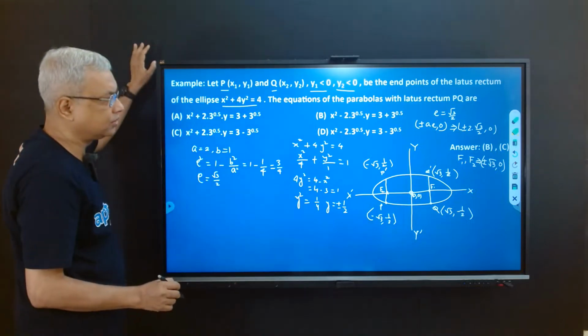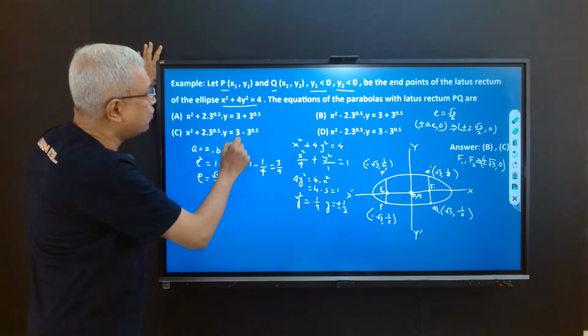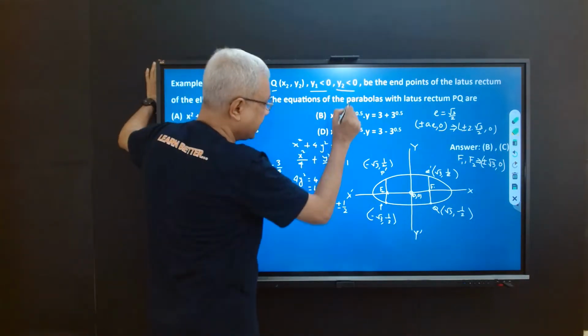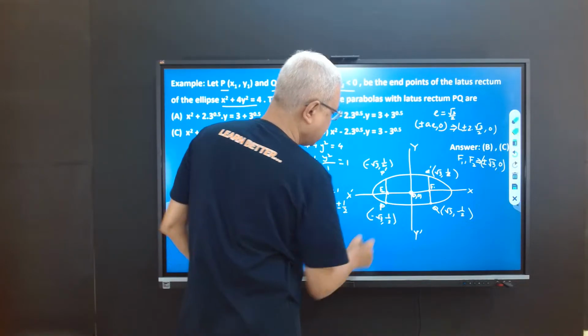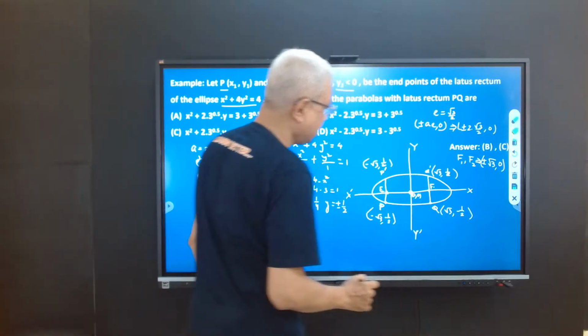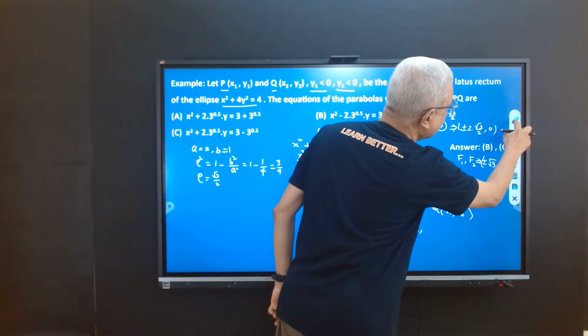Now what is there in the question? P, Q, y1, y2 are negative. That means they are referring to this point P, whose y coordinate is minus half, and Q, whose y coordinate is minus half. Okay.